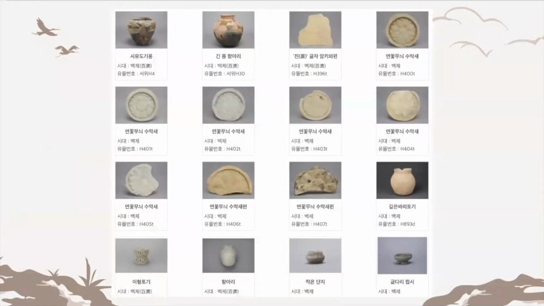So this was a brief introduction of Baekje and other ages before Baekje. There are many interesting things in the museum, such as the things in this photo. So I hope you all enjoy the Baekje Museum and see you there.